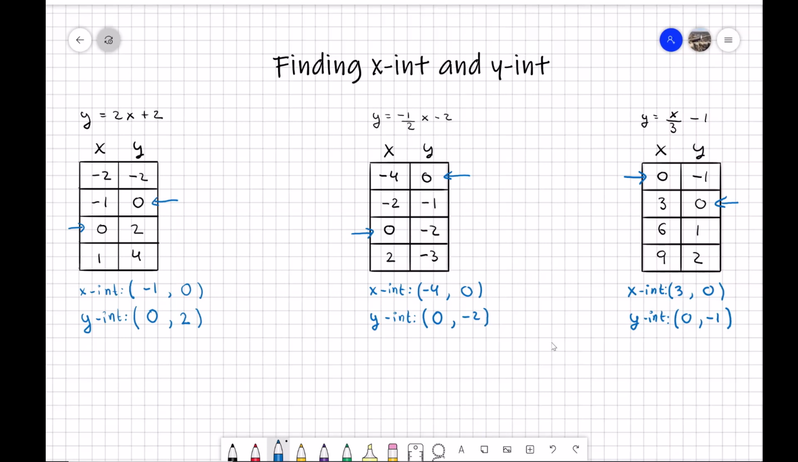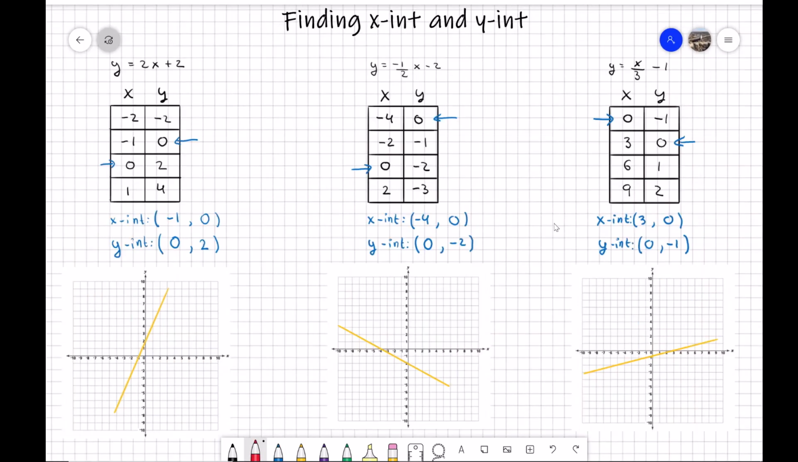Now, just to make sure, we're going to take a look at the graphs and see if we are correct. And now, as you can see, the first function cuts the x-axis at -1, 0, which is correct, and then cuts the y-axis at 0, 2, which is again correct. And now the second function should cut the x-axis at -4, 0, which again is correct, and it should cut the y-axis at 0, -2, which again is correct.